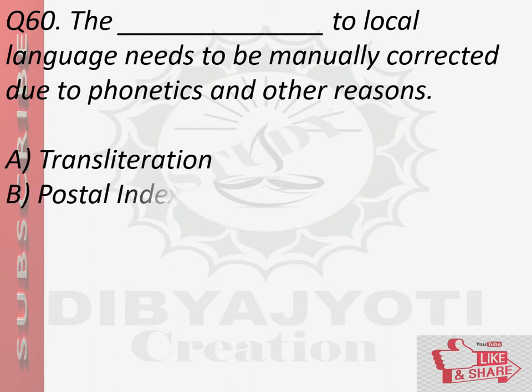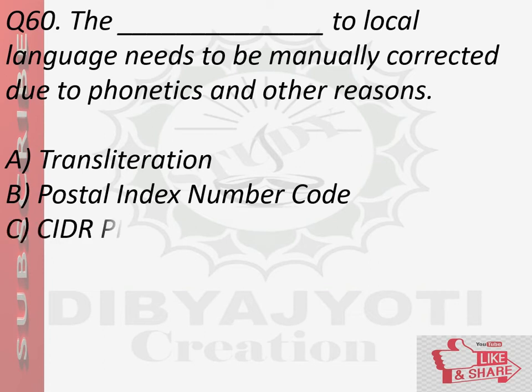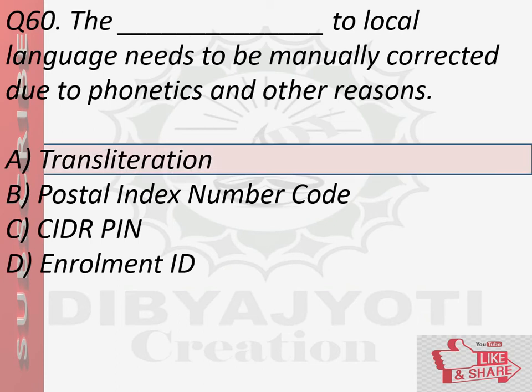Option A translation, option B postal index number code, option C CIDR pin, option D enrollment ID, and answer is translation.